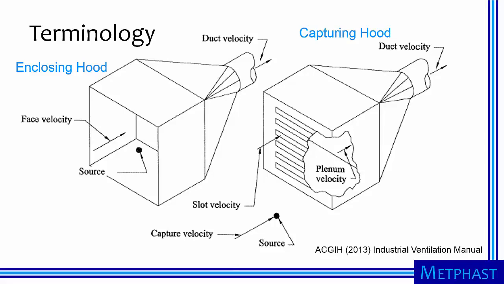In this case, the velocity of the air at the source, referred to as the capture velocity, must be sufficiently high to pull the contaminant into the hood. Oftentimes, capturing hoods use slots to ensure adequate capture velocity across a wide area. If so, the velocity of air entering the slot, the slot velocity, and the velocity downstream of the slot, the plenum velocity, are usually specified.